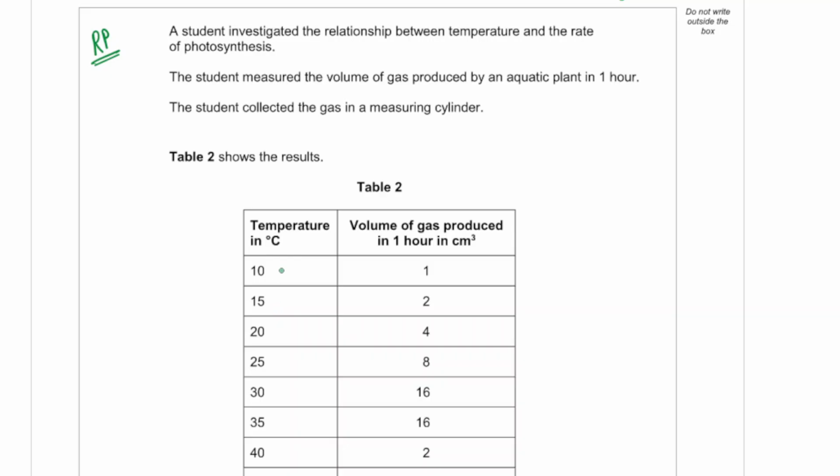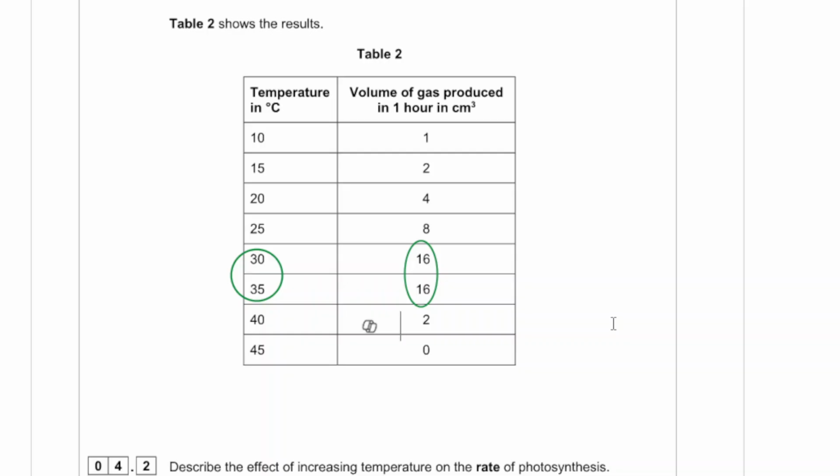So you've got temperatures from 10 to 45 going up in 5 degrees, and the volume of gas produced in 1 hour starts at 1, 2, 4, 8, 16, 18, 16. So 30 and 35 actually produce the same amount of gas. At 40 it went down, and at 45 it went to 0. So the optimum temperature is somewhere between 30 and maybe just above 35, because it's still 16 at 35.